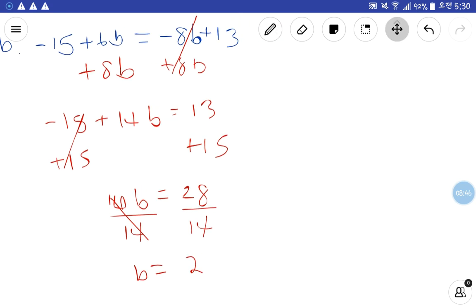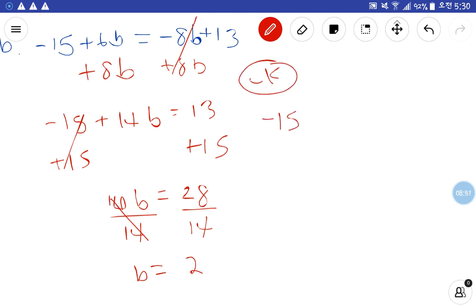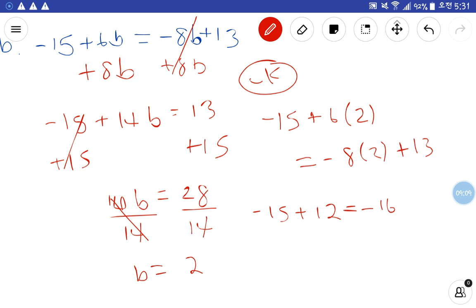Alright, once again, how do we check it? Use the original equation. So now I have negative 15 plus 6 times 2 should be equal to negative 8 times 2 plus 13. Alright? So, negative 15 plus 6 times 2, which is 12, should be equal to negative 16 plus 13. Since negative 15 and 12 have different signs, you literally subtract and attach the bigger number's sign, so that would become negative 3.